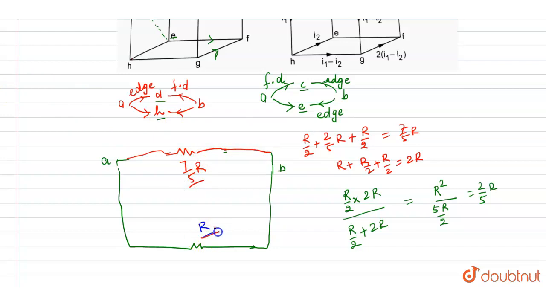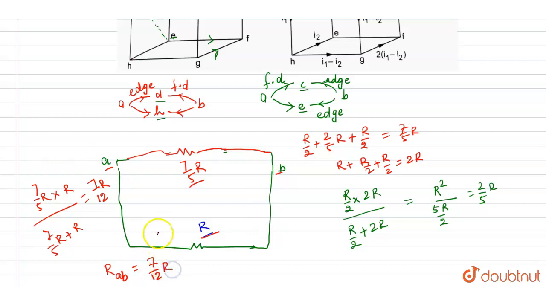Now these two are in parallel. So equivalent resistance will be (7R/5 × R) divided by (7R/5 + R). So this is equal to 7R/12. So this is the equivalent resistance between A and B, and this is the answer. So R_AB is equal to 7R/12. Thank you.